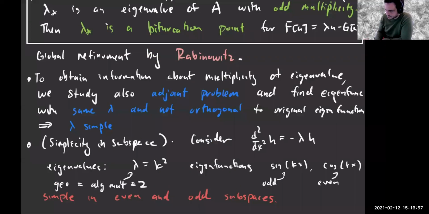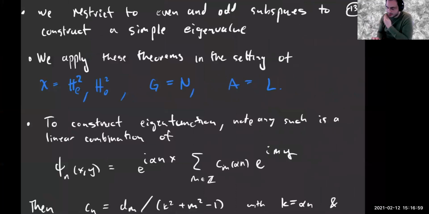Okay, so that's the idea. We restrict to these subspaces. We apply these theorems with the space H2, even and odd, respectively. G, the thing in the previous theorem, is just this nonlinear functional that I introduced a couple of slides ago, and the derivative of that G is the linearized operator L.